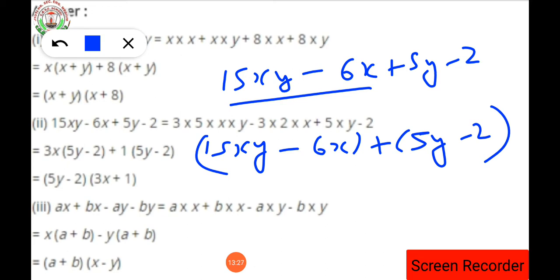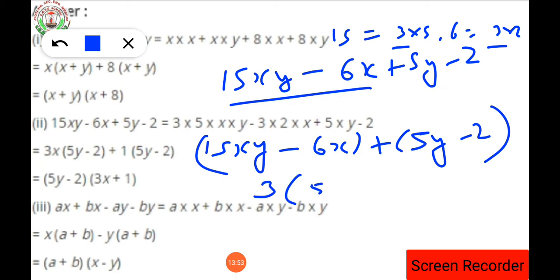We are going to take common. Okay. So here what can be taken common? From this, how to write 15? That is 3 into 5 is equal to 15. 6 can be written as 3 into 2, that will be 6. So here 3 can be taken from the factors of 15 and 6, isn't it? If we take 3 as a common, what is the number left out? Here the number left out will be 5y. 3x we are going to take common, because here in both the terms x is present. So 3x is taken common.